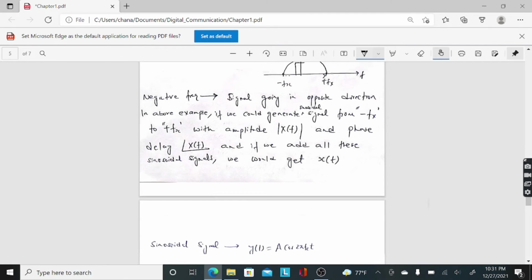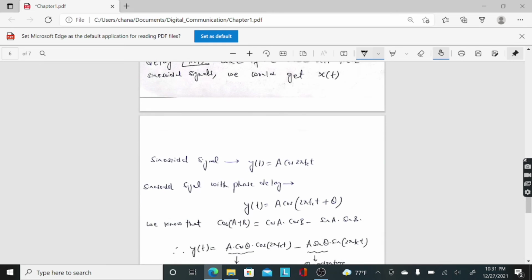Now before we go further, let me just go to the basics of how a sinusoidal signal looks. Let's say y of t is a sinusoidal signal of frequency fc and amplitude a. So I can represent it as y of t equals a cos 2 pi fc t. This is just a simple cosine signal whose amplitude is a and the frequency is fc. Now if I want to apply a phase delay of theta, which could be pi by 4 or any angle, then the representation will be y of t equals a cos of 2 pi fc t plus theta.